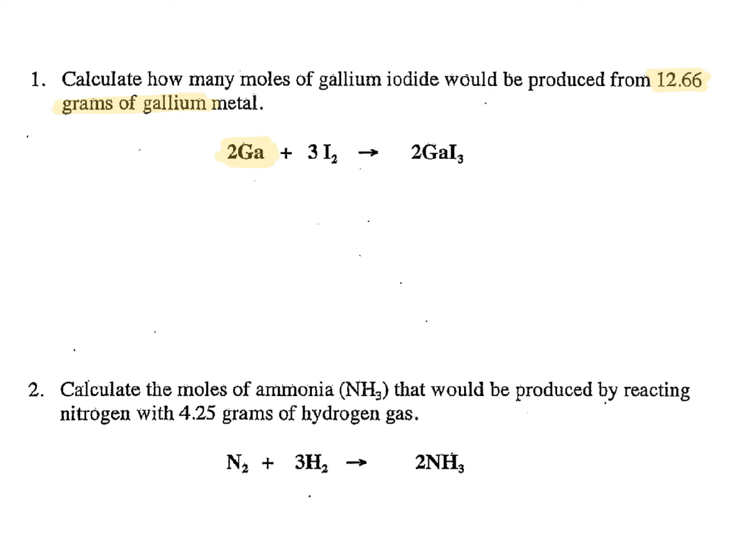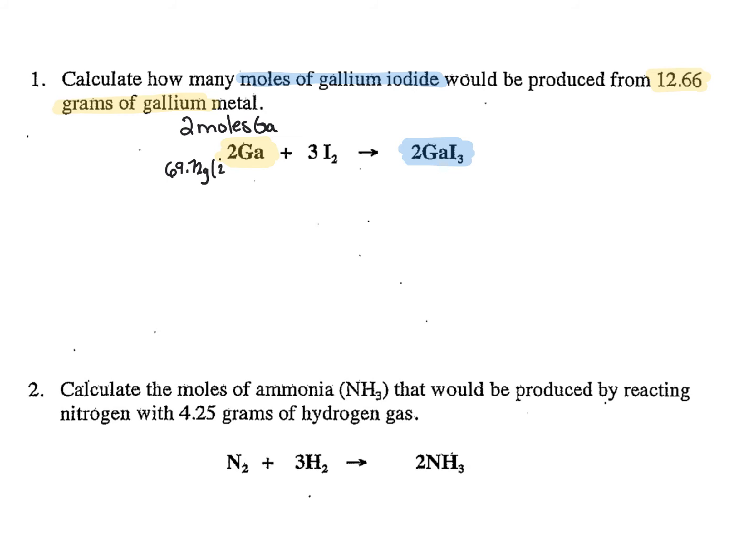Then identify what you need to find. I need to find my moles of gallium iodide, which is going to be this piece here. So let's look at this recipe and see what we know. According to the recipe, we know that we're going to need 2 moles of gallium. Well, let's find out how many grams of gallium that would be. So we're going to need the molar mass of gallium. The molar mass of gallium is 69.72.